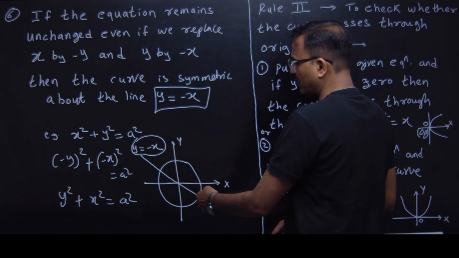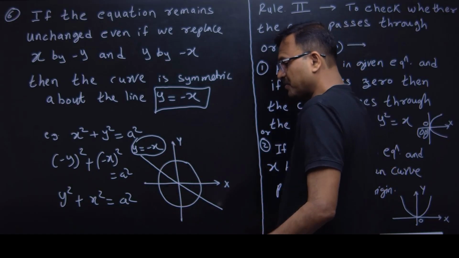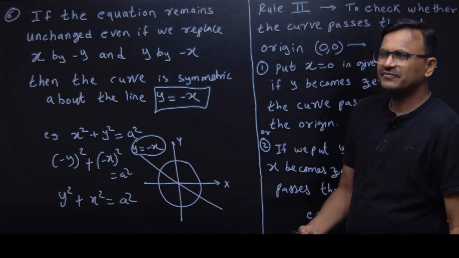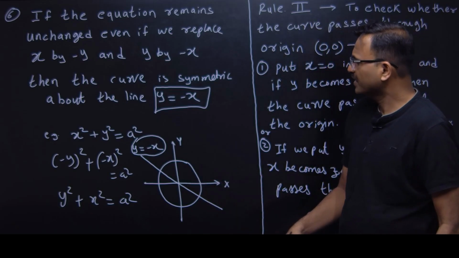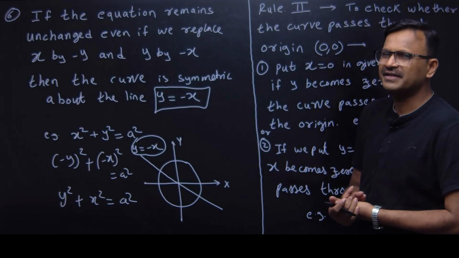Whatever is the nature of the curve above the line y is minus x is the same below y is minus x. Remember, the curve can have more than one symmetry. Like this example, standard circle is symmetric about x axis, y axis. It is symmetric about y is x, symmetric about y is minus x.